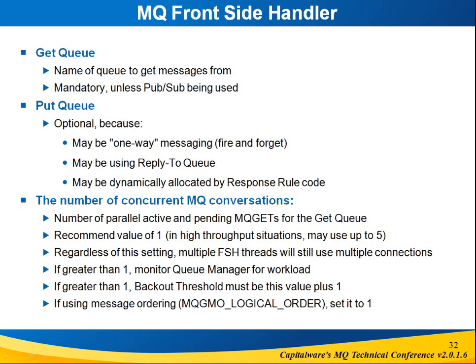Another reason is that you may be using the reply-to queue name embedded in the message descriptor of the message coming back, in which case you simply extract that reply-to queue name and use that dynamically to choose where to send the message back. Or you might be dynamically, programmatically coding the reply queue name in the actual response rule code itself, making your own choice as to where that message goes back to. And there's a fourth reason which isn't mentioned here, and that is if you're using publish and subscribe, you might leave this blank because you're putting in a publish topic string instead, which I'll talk about in a little more detail later.